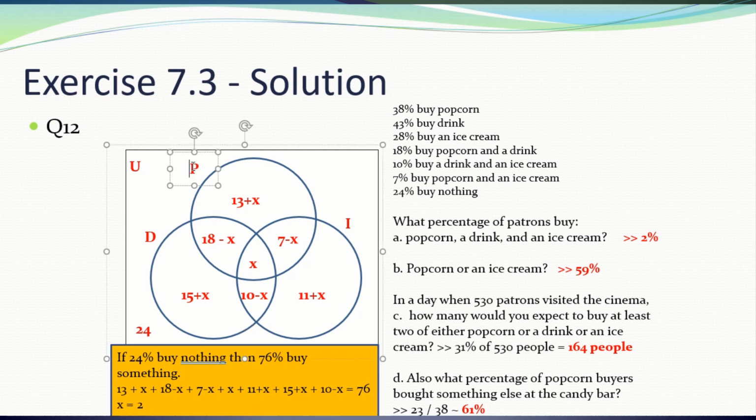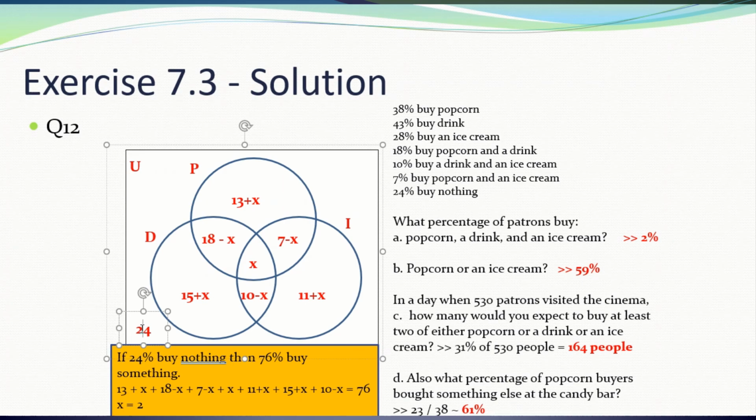So I'm following this way: popcorn, drink, ice cream. So you know in total this must be 38, this must be 43, this must be 18. And you have here 10, buy a drink and buy popcorn and drink. Popcorn and drink is 18. Drink and ice cream is 10. Here 10. This is 7. 24% buy nothing. So 24% will be outside. So that's the only thing you have right now actually. You cannot fill up any other place in the bubble.